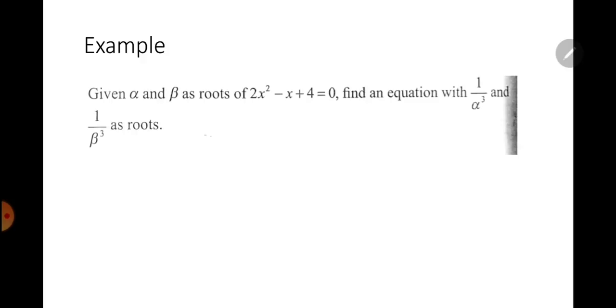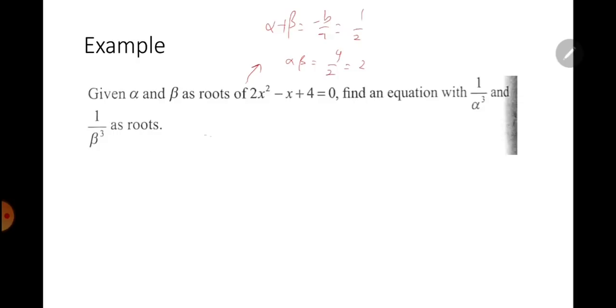Okay, look at another example. Given alpha and beta as roots of 2x squared minus x plus 4 equals 0. So what you can get is your alpha plus beta will be negative b over a, which is 1 over 2. Your alpha beta will be equal to 4 over 2, which is 2. So find an equation with 1 over alpha cubed and 1 over beta cubed as roots.